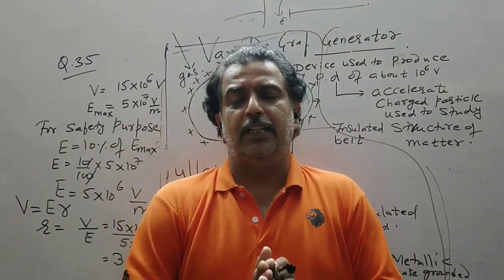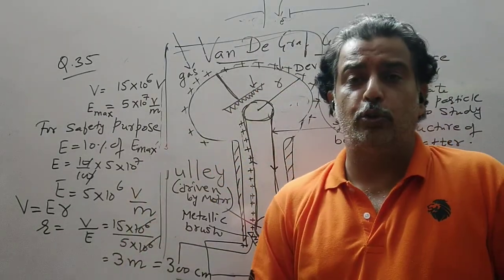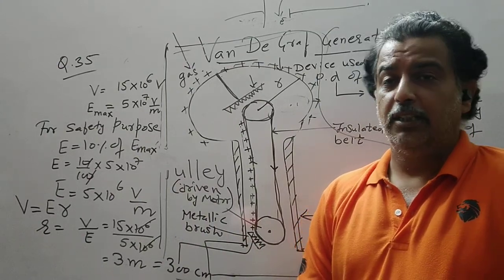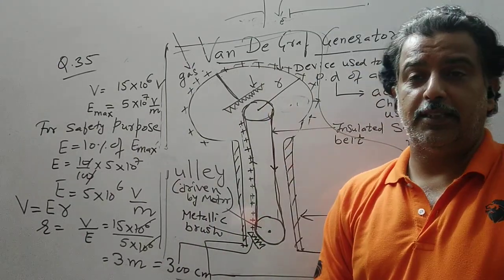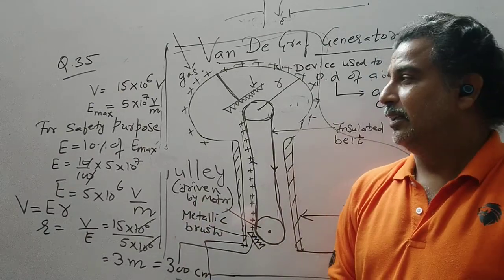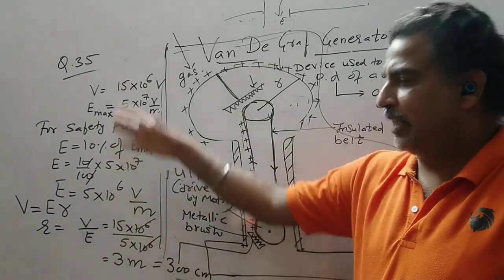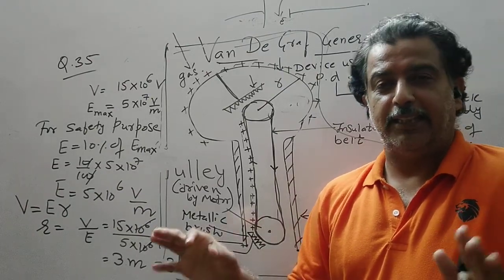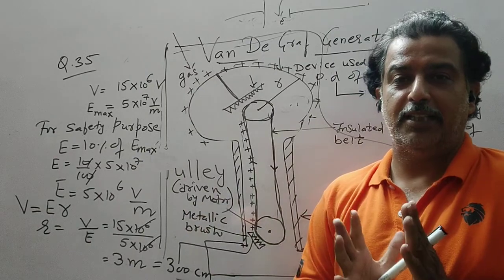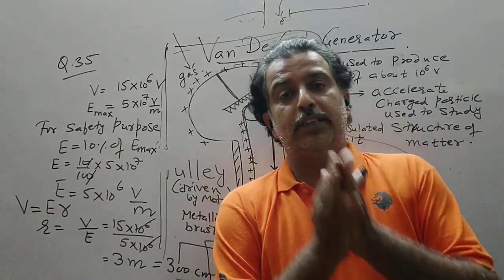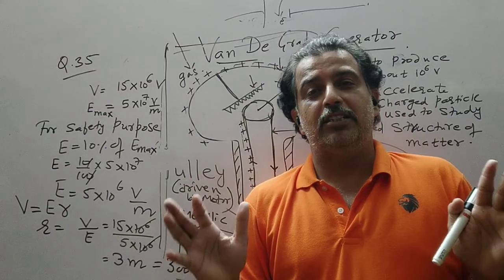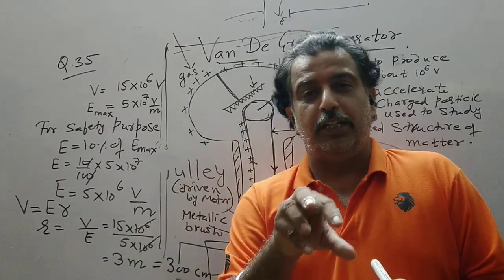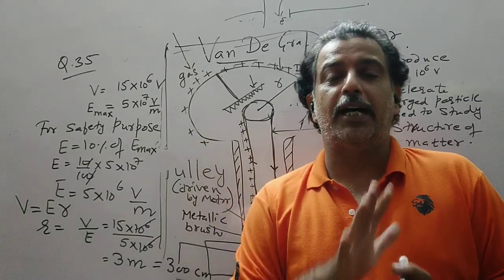So this is a Van de Graaff generator and the numerical related to it. As far as our Gujarat board syllabus is concerned, we don't have this in the syllabus. So remember, the formula is simple, but its principle is very important. The simple principle is that when two spheres are kept concentric with each other, whatever charge is there on the outer sphere, the inner sphere will always be at a high potential.